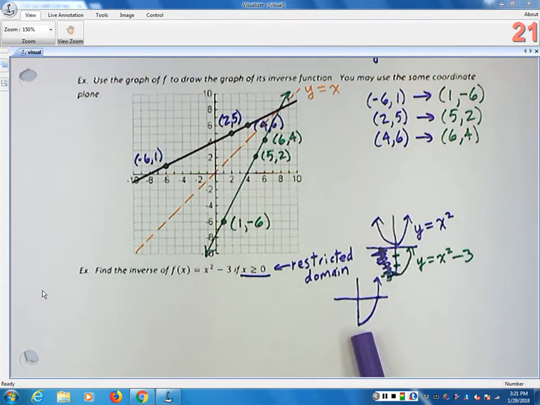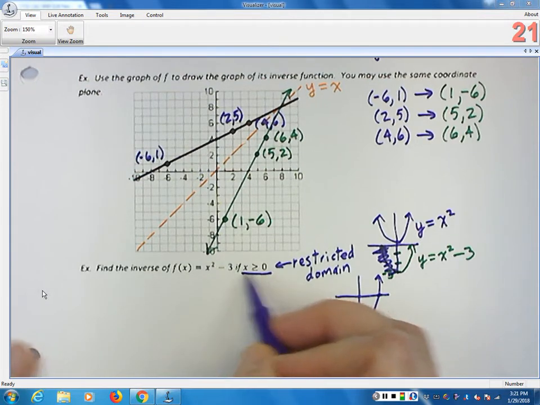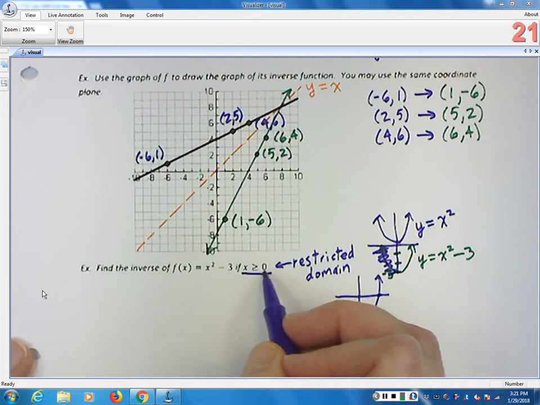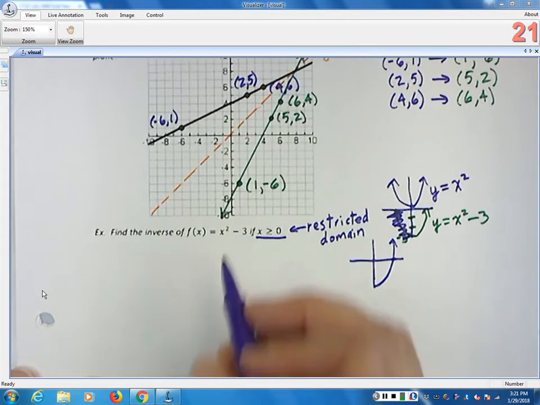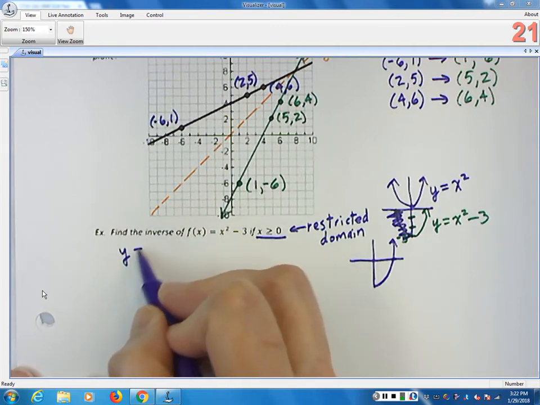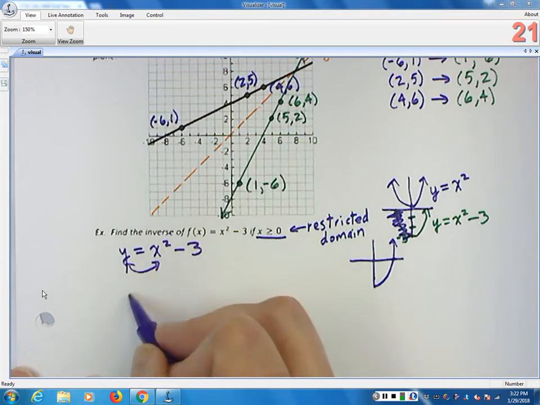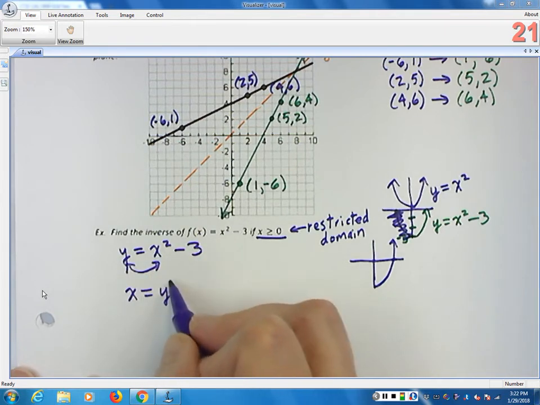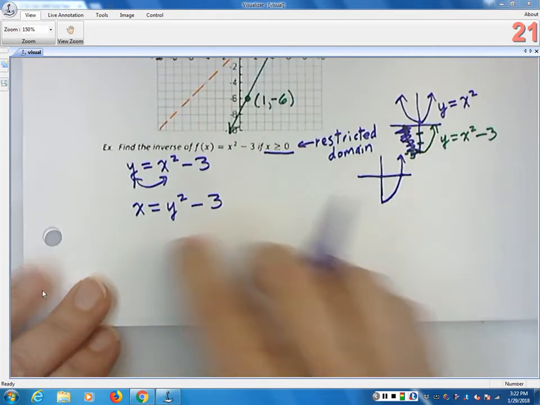So this is half a parabola. That's why it originally wouldn't have an inverse. It wouldn't pass the horizontal line test. But we made it so it would have an inverse because we said we're going to only allow x to be positive. So now we do the same stuff here. We replace f of x with y. We switch our x and y coordinates around. x equals y squared minus 3. Then we solve for y.